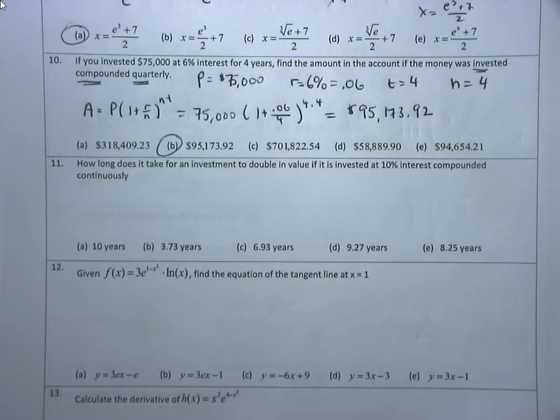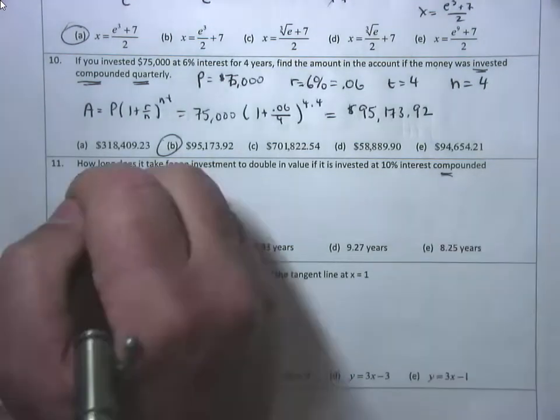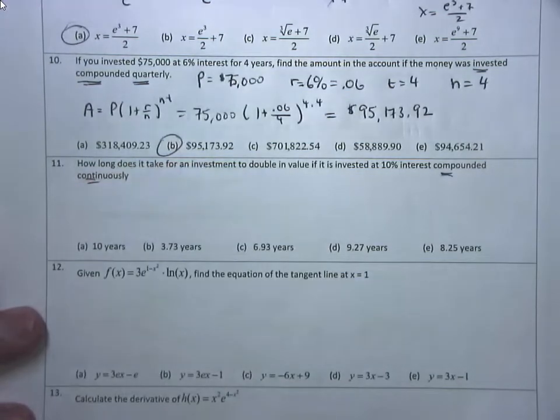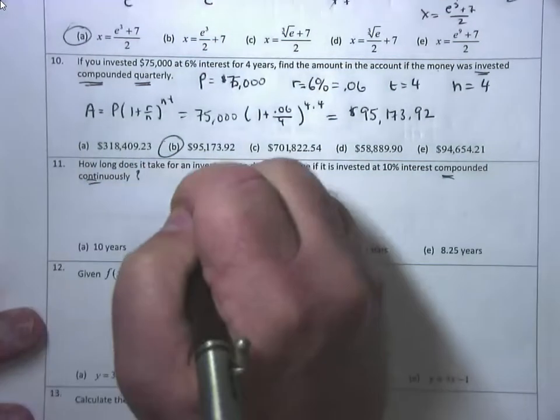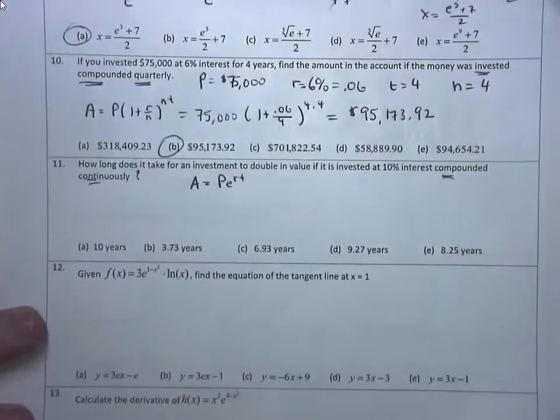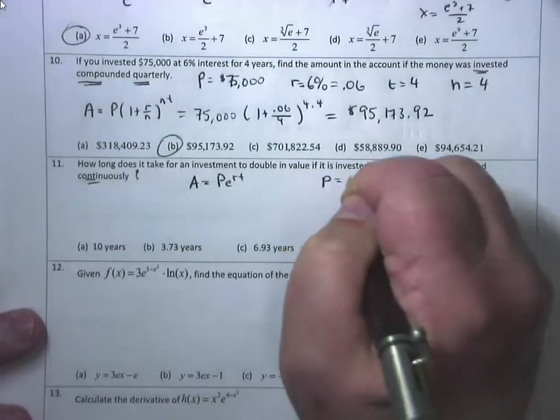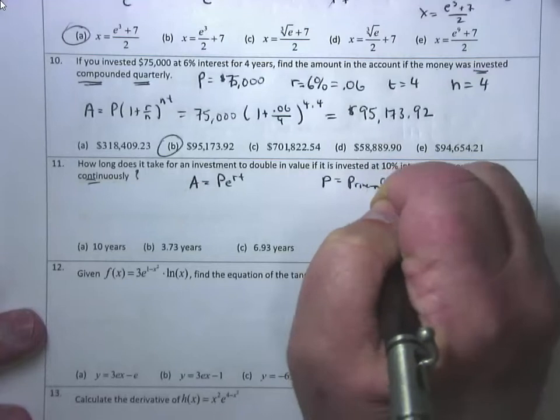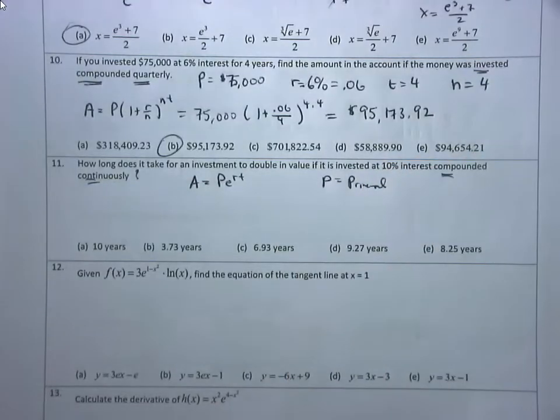How long does it take for an investment to double if it's at 10% interest compounded continuously? Well, that word, compounded continuously, is screaming at you: what's the formula here? Compounded continuously is the famous A equals Pe^(rt). P is the principal. Well, wait a minute, they didn't tell me how much principal I had. It doesn't matter. If you got $1 or you got $100,000, what you're going to be doing is doubling it.